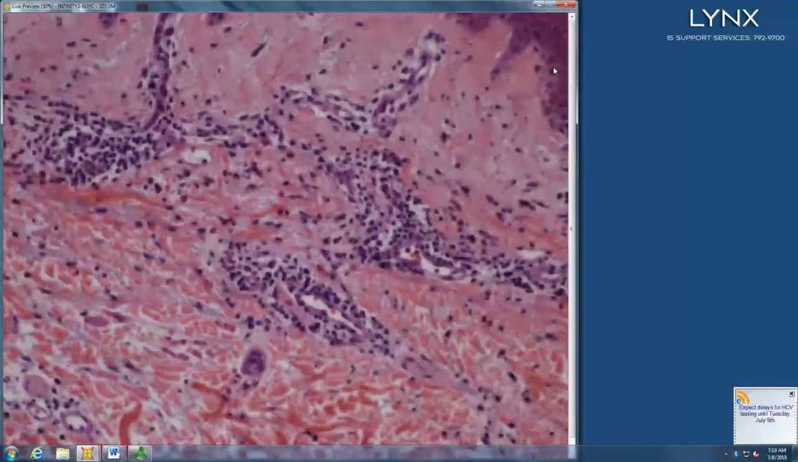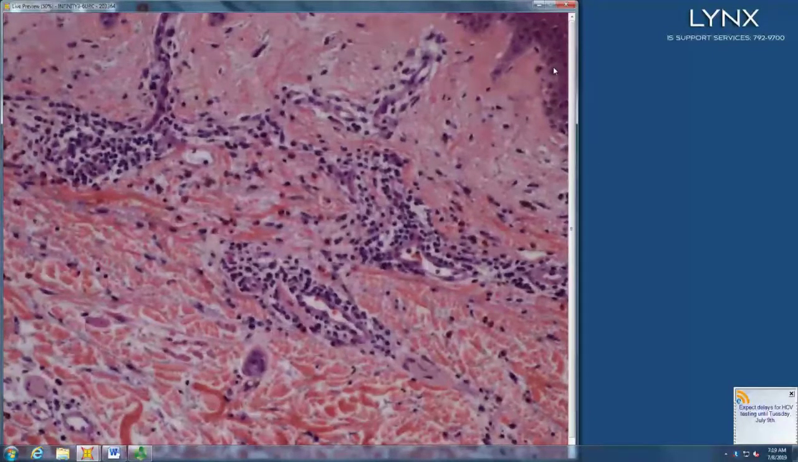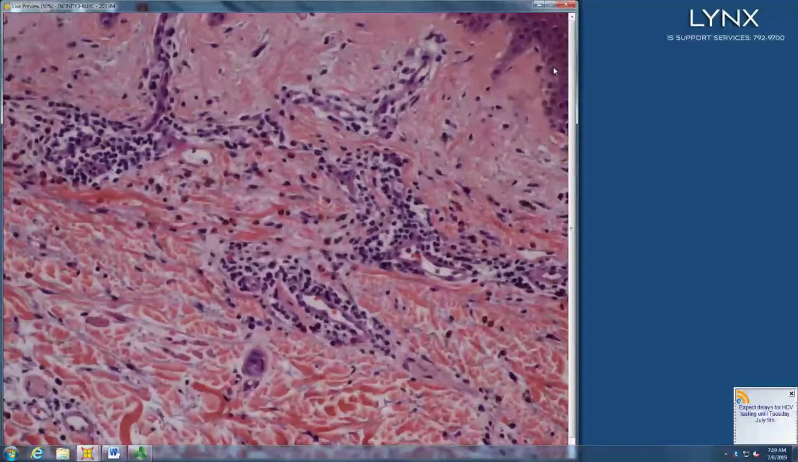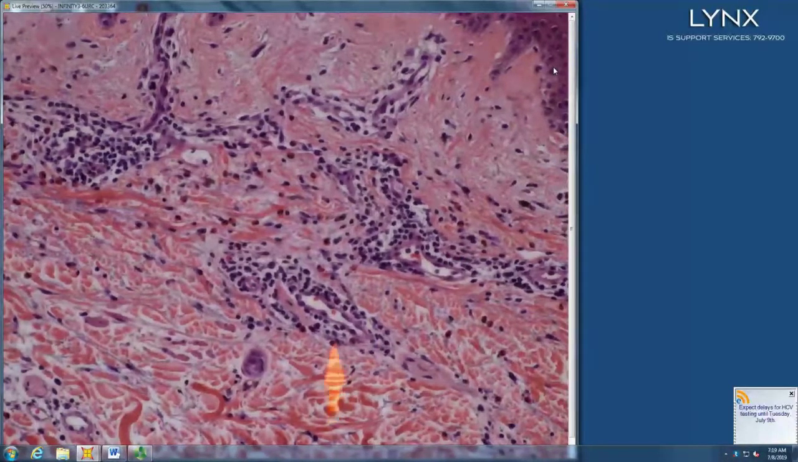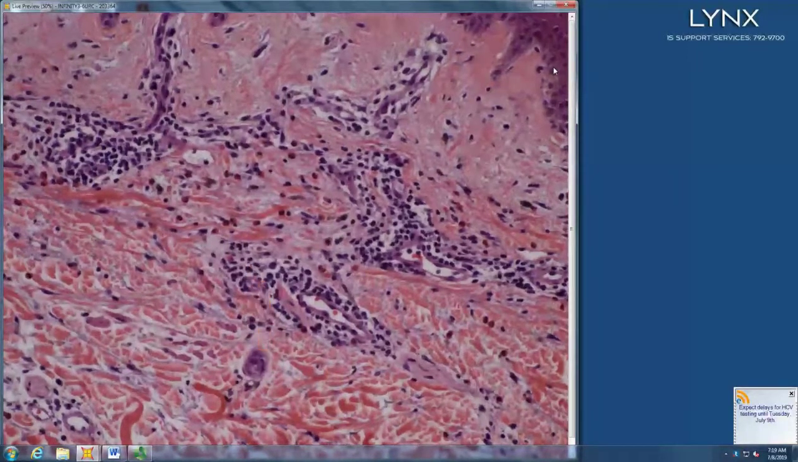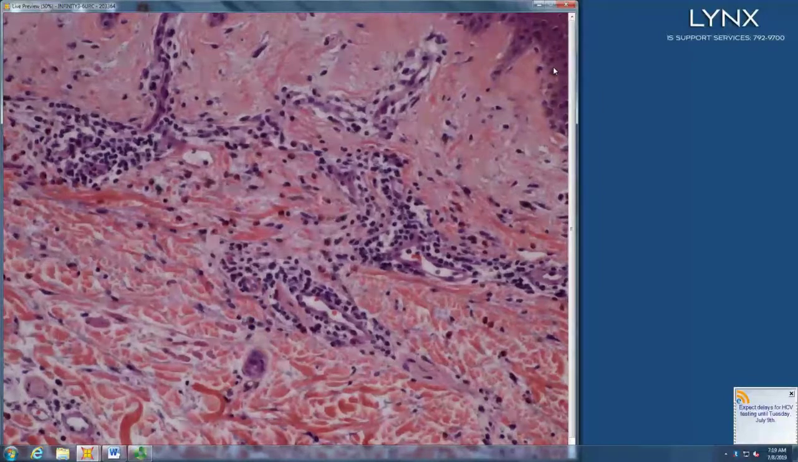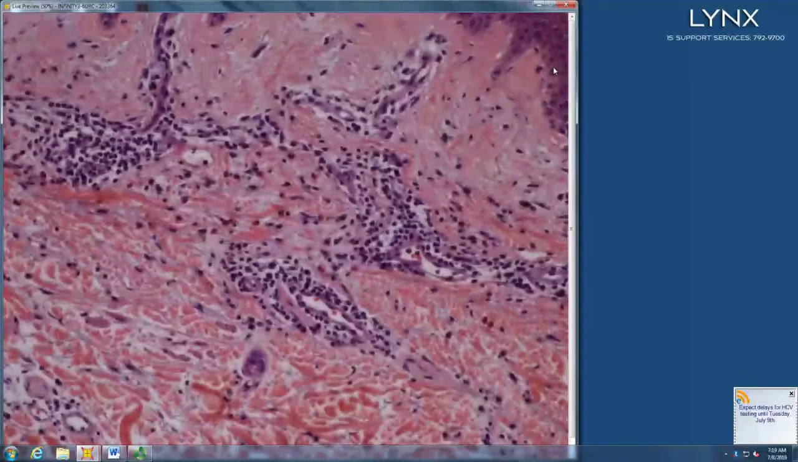There is no karyorectic debris, which is different from classic leukocytoclastic vasculitis, where there would be karyorrhexis. Here, all neutrophils are intact. So consistent with urticaria. What other sorts of things fall in there?